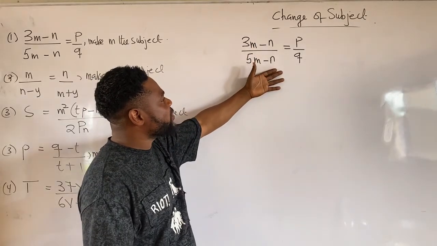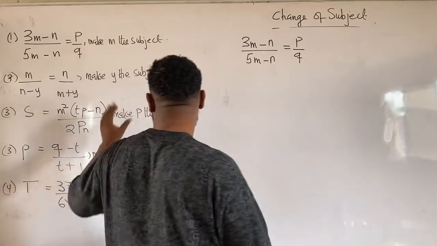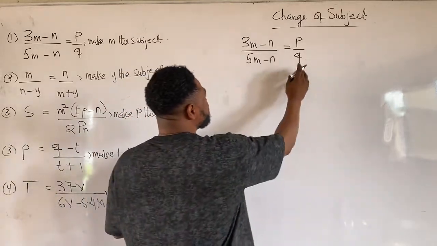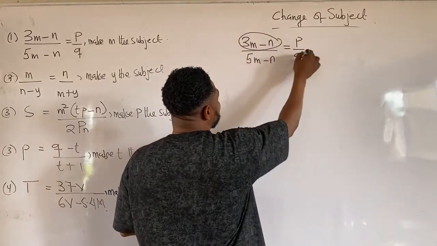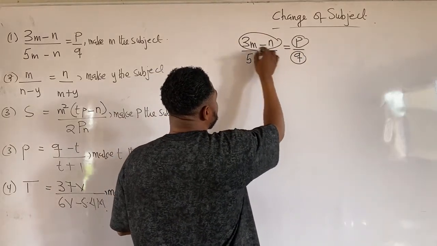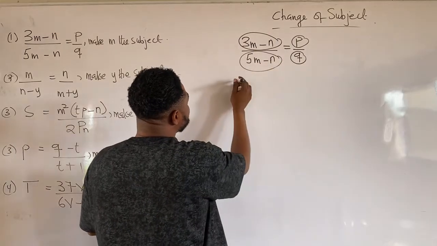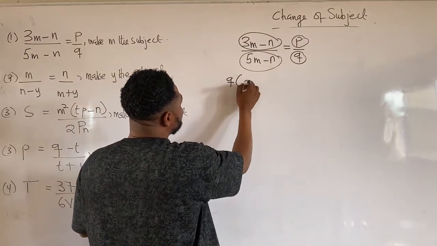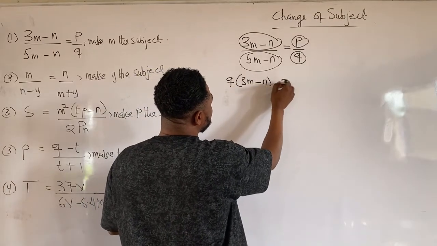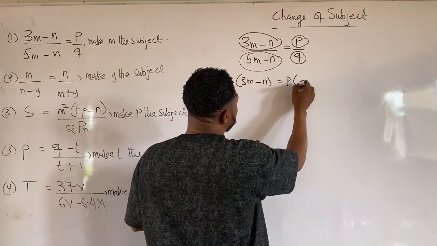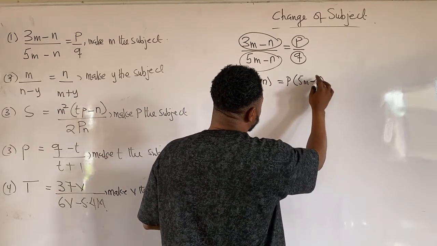And the principle we are going to use here is that we do cross multiplication. So all the questions you see on the board, you do cross multiplication. How do we do it? This will multiply this, and this will come and multiply that. So we can take the top one by this first. So I can put my Q here, multiplying 3M minus N, should be equal to P here, multiplying 5M minus N, as we can see.